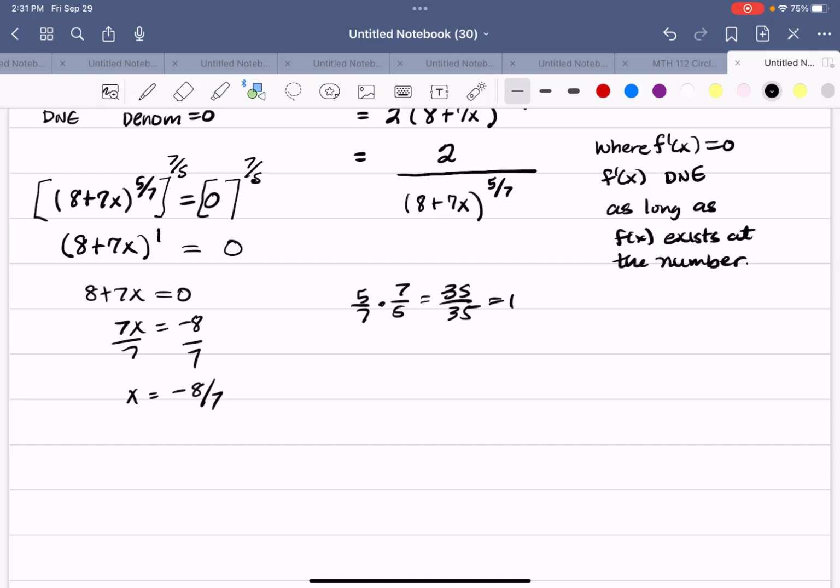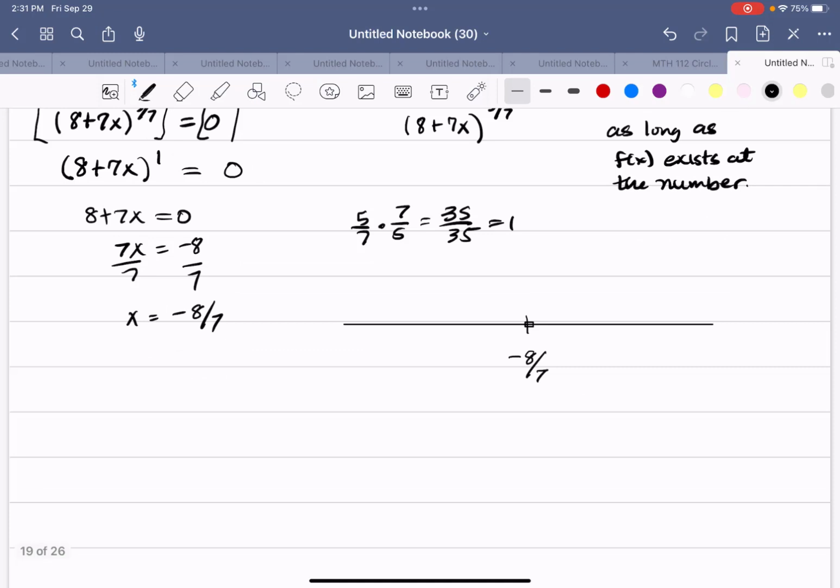So I'm going to put that on a number line as my only critical number. And I'm going to see if the derivative changes from positive to negative or negative to positive, so I can identify if there is an extreme value here at negative 8/7. So I have to check f prime of x to the left of negative 8/7 and to the right. And 0 is going to be an easy test point. 0 is always to the right of a negative number.